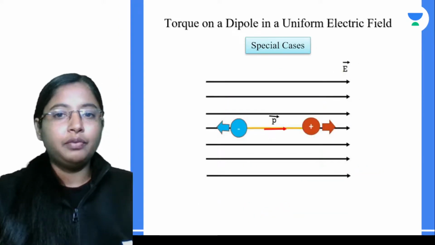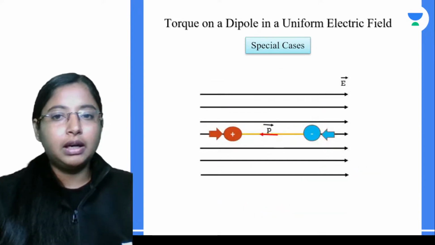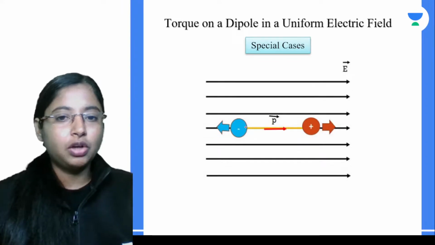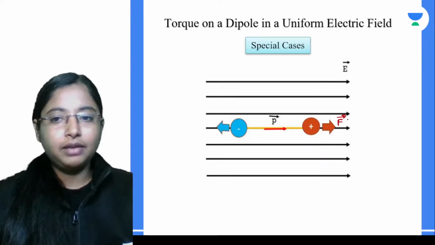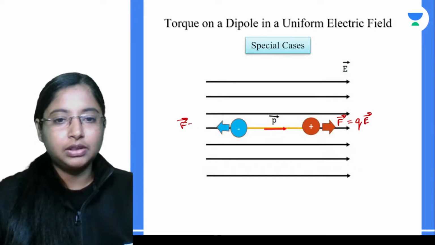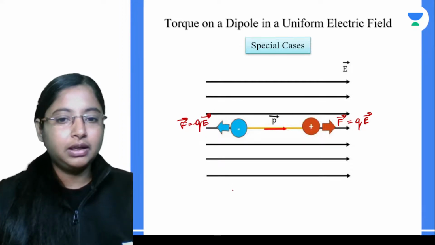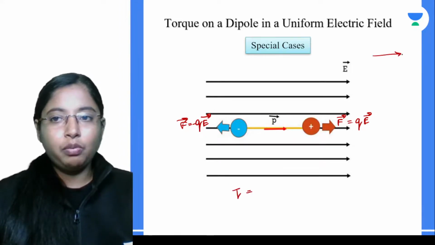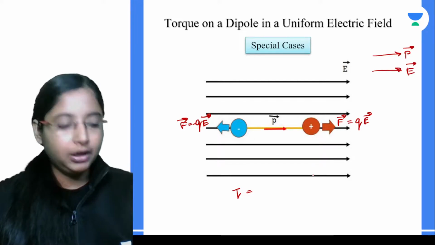Now, very simple. Next special case, which we already saw. In this case, the force acting is QE in this direction, and the force acting on the other charge is minus QE in this direction. We just saw this case earlier. Torque in this case: the dipole moment and electric field are parallel to each other.